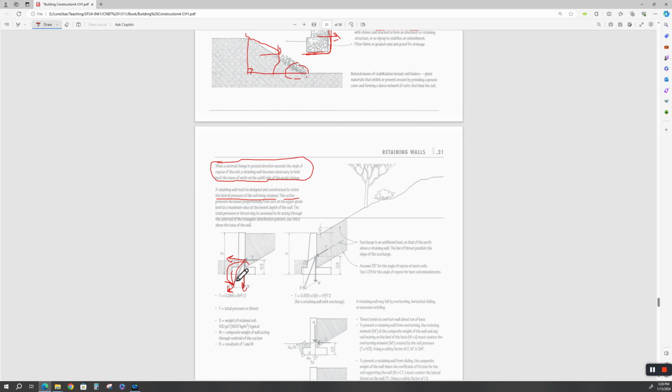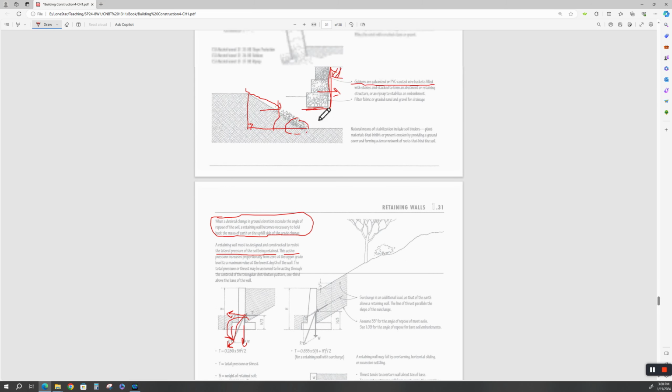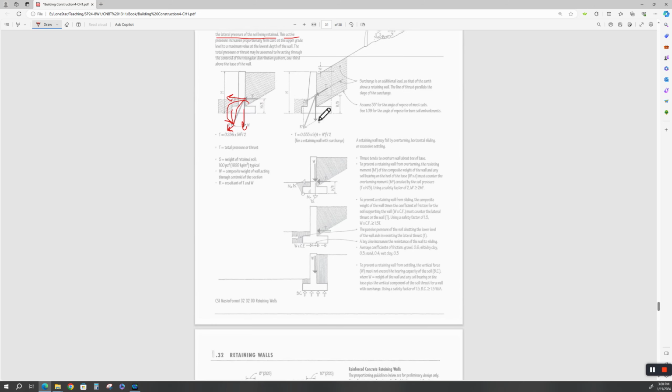Okay, so that's a retaining wall. I do like these cantilever retaining walls. They're expensive, but they work. They're better than all this other stuff.